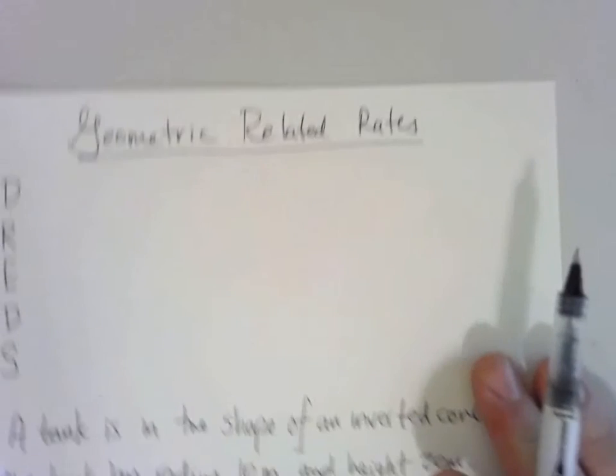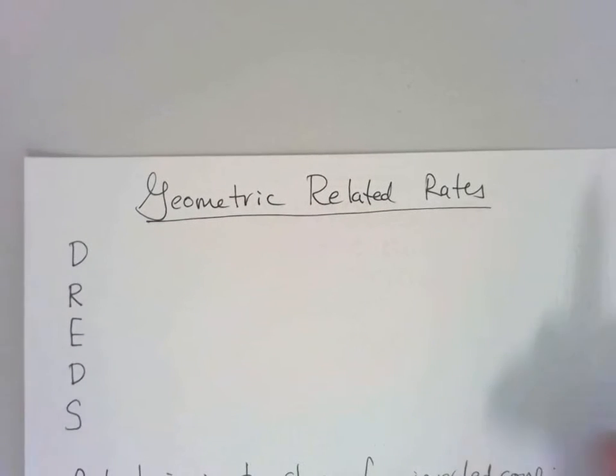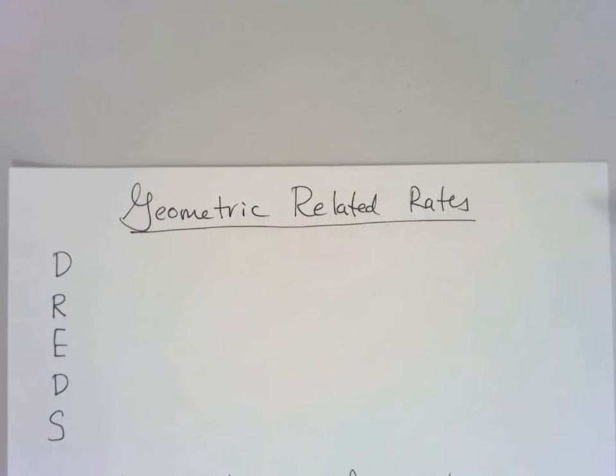I want to do one more example, and almost all of your related rate problems are going to be what I call geometric related rates problems. Most of the related rate problems that you'll see, they will not give you the formula like PV equals constant like the last one. You'll have to derive that formula on your own.